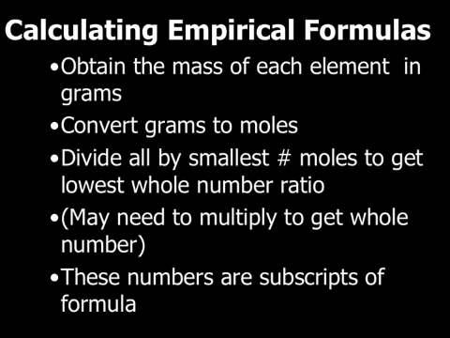Then you convert the grams to moles. Then you divide all of those moles by the smallest number of moles to get the lowest whole number ratio. If you don't end up with whole numbers at that point, then sometimes you need to multiply to get everything to be a whole number. We'll do an example like that in a second. And then those numbers that you end up with are the subscripts of the formula.